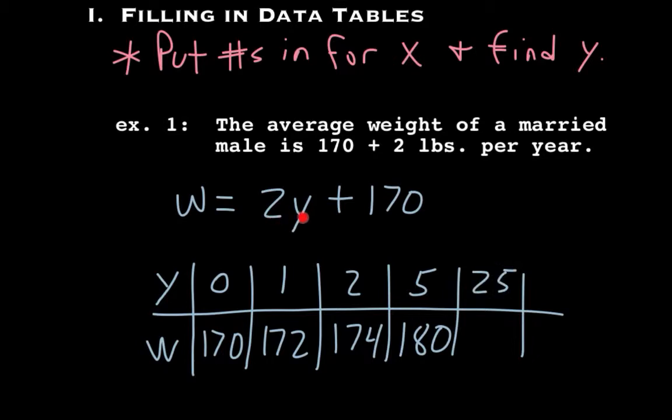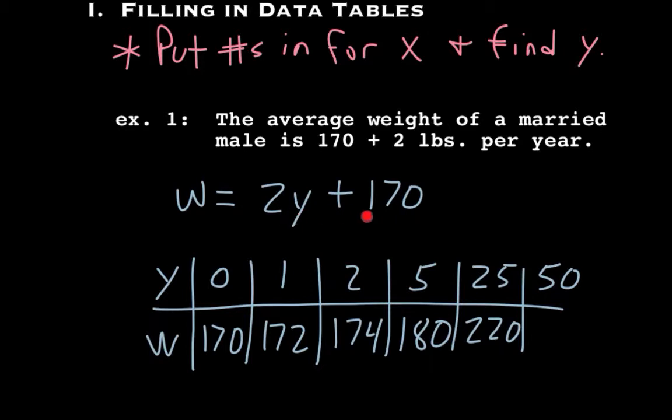And then if we maybe do like 25 years, 2 times 25 is 50. We're just taking that 25, we're putting it in for y. So we have 50 plus 170 is 220. And then 50 years, their golden anniversary or whatever, they're going to end up weighing how much? 2 times 50 is 100, plus 170 is 270.